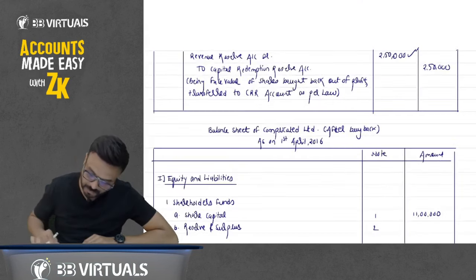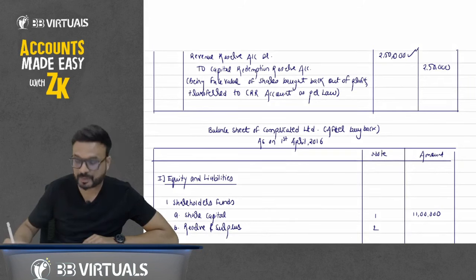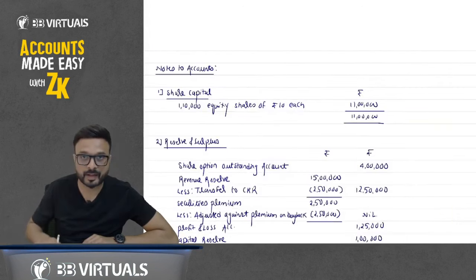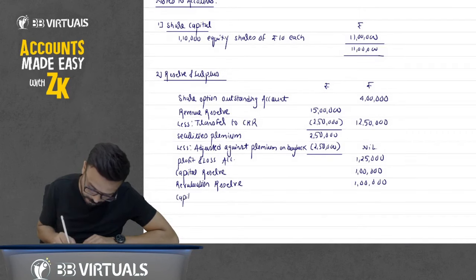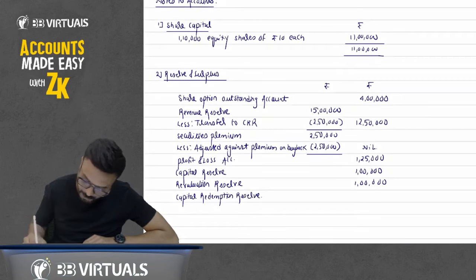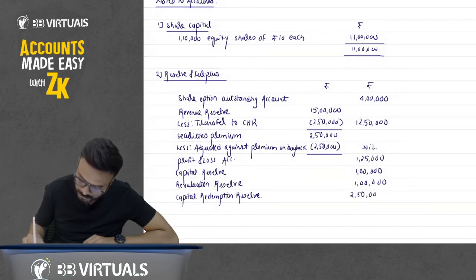And here we have created this capital redemption reserve account of rupees 2,50,000. So write down here capital redemption reserve account. How much is it? Capital redemption reserve we have transferred to the CRR account, 2,50,000.